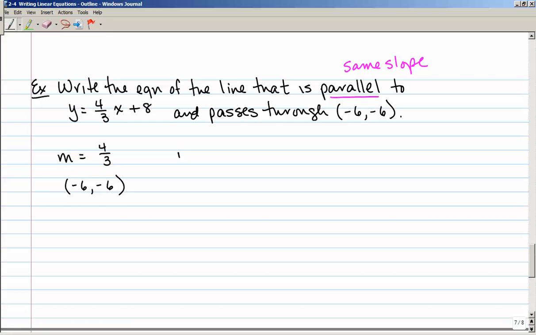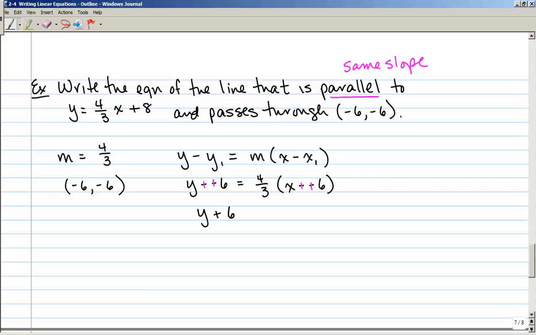So I'm going to do basically what I've done in the last couple examples. Use point-slope form and plug those numbers in. So y minus 6 equals 3/4 times x minus a negative 6. Turn those into pluses. Minus a negative is plus a positive. And we'll distribute. Three fourths times 6 over 1. You can use your calculator if you'd like to, but that turns out to be 4.5.